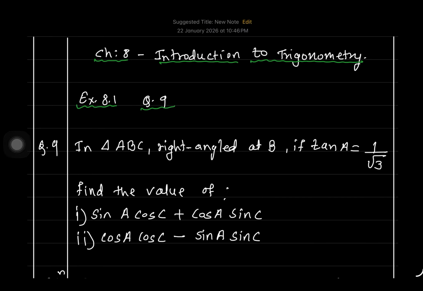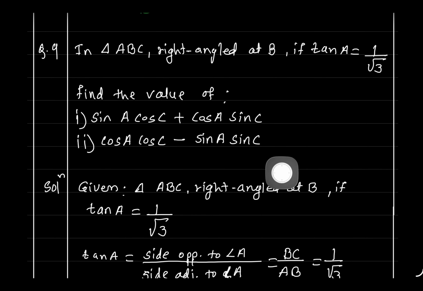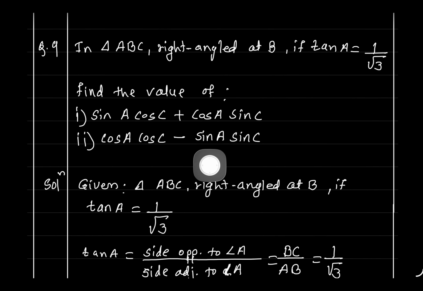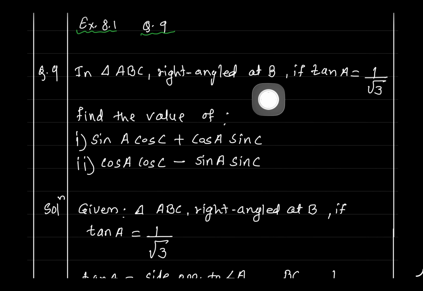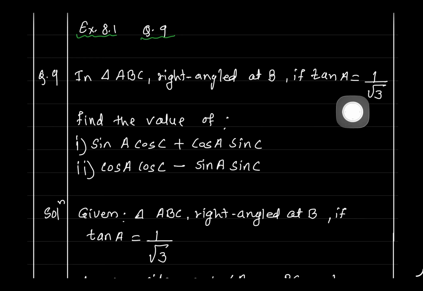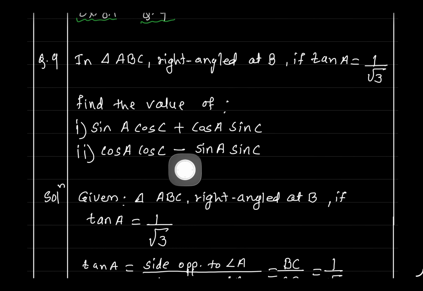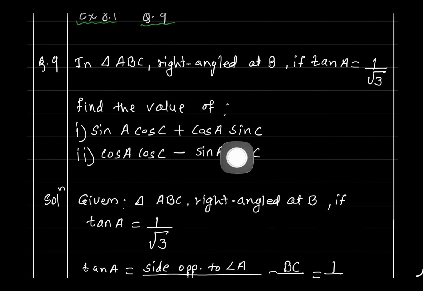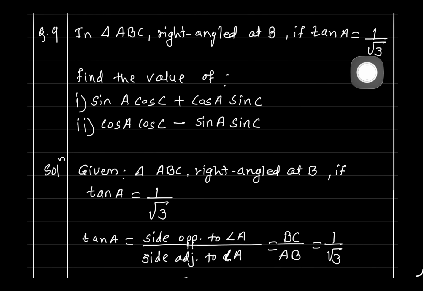Now in this video we'll see question number 9. In the previous videos, we studied that whatever is given, with the help of that we can solve whatever question is asked. Here, in triangle ABC, right angle at B, it is a right angle triangle, and right angle at B. If tan A equals 1 upon root 3 is given, then with the help of this we have to find the values of sin A, cos C, cos A, sin C. We can solve this with the help of tan A equals 1 upon root 3.